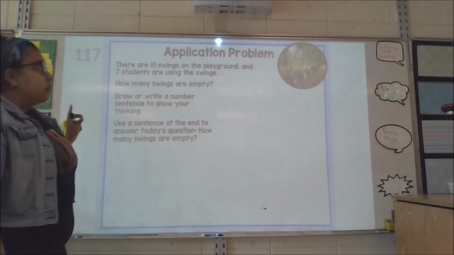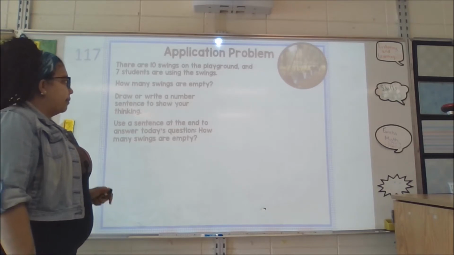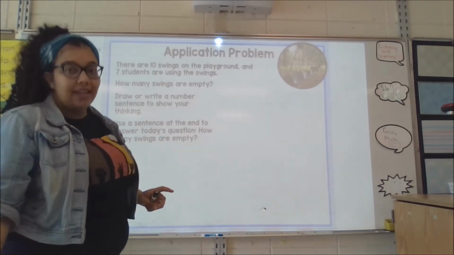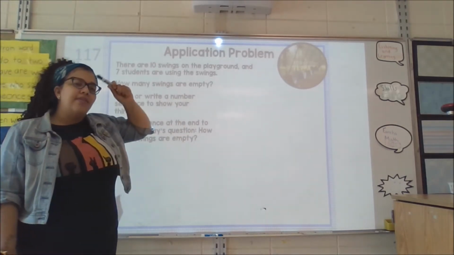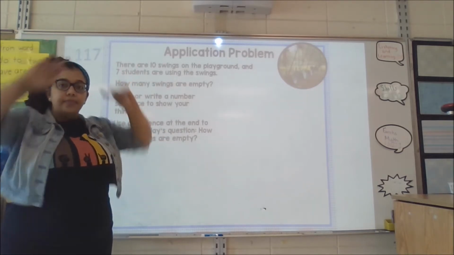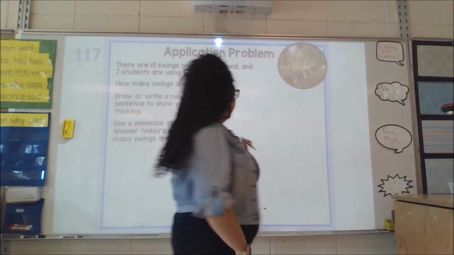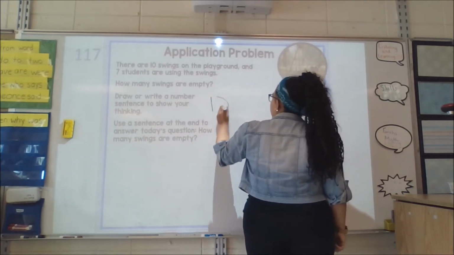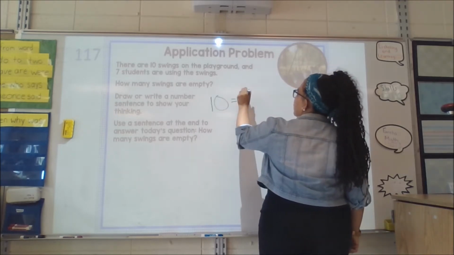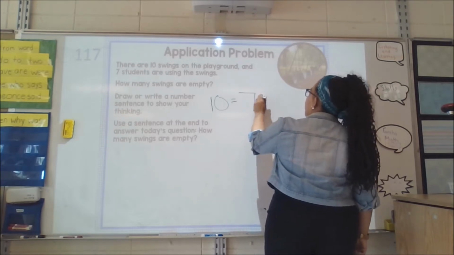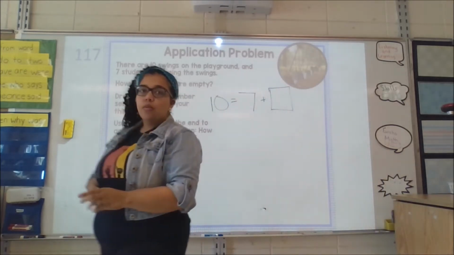Okay. There are 10 swings on the playground and 7 students are using the swings. How many are empty? Draw or write a number sentence to show your thinking. So, let's start with a number sentence. In this problem, which information are we given first? A part or the whole? Excellent, we're given the whole. So we'll write our number sentence to reflect that. We're going to write that 10 is equal to the number of swings, so 10 swings is equal to 7 swings being used plus some still empty.